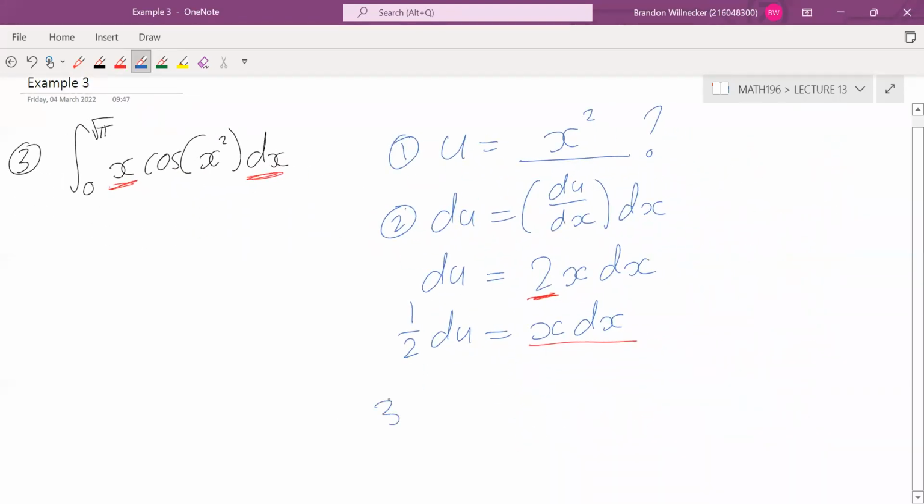Now we need step 3. So we need to change the bounds. So when x is equal to 0, u is going to be, what are we going to have? Okay, so the old lower bound was x equals 0. We're looking for the new lower bound. So what do we get?